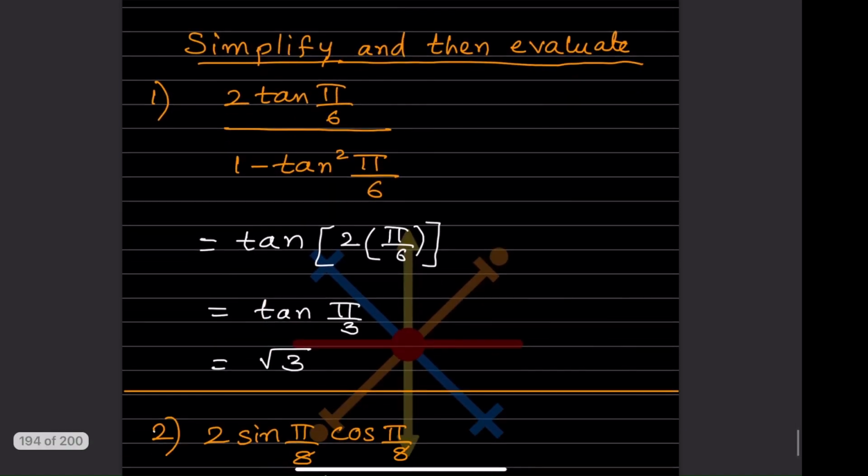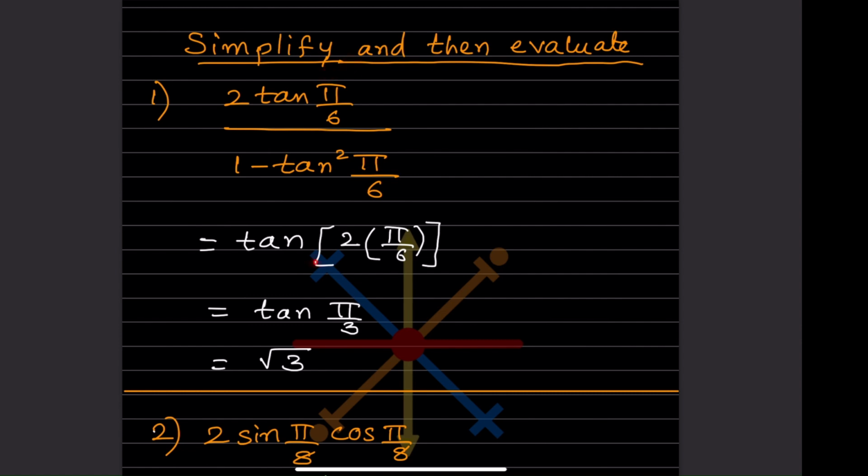Now we'll see simplify and then evaluate. So what will you do here? 2 tan pi by 6 divided by 1 minus tan square pi by 6. So this is the formula for tan 2x, where we can also say 2x or theta.